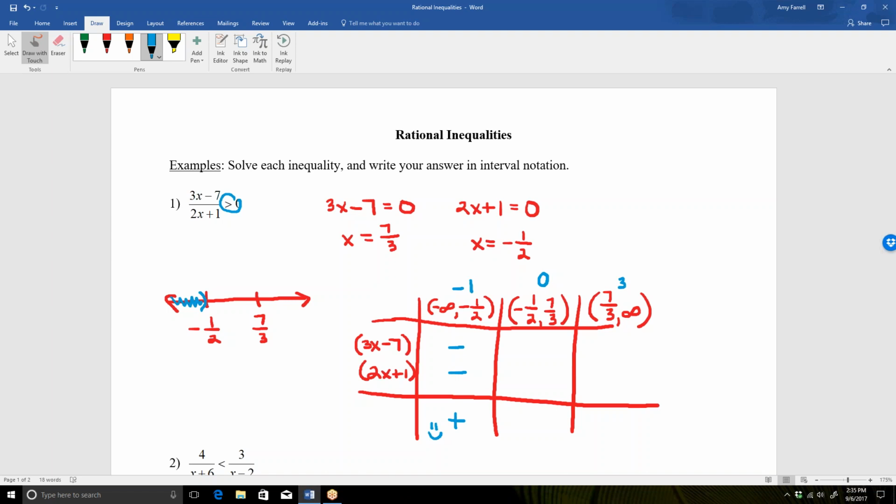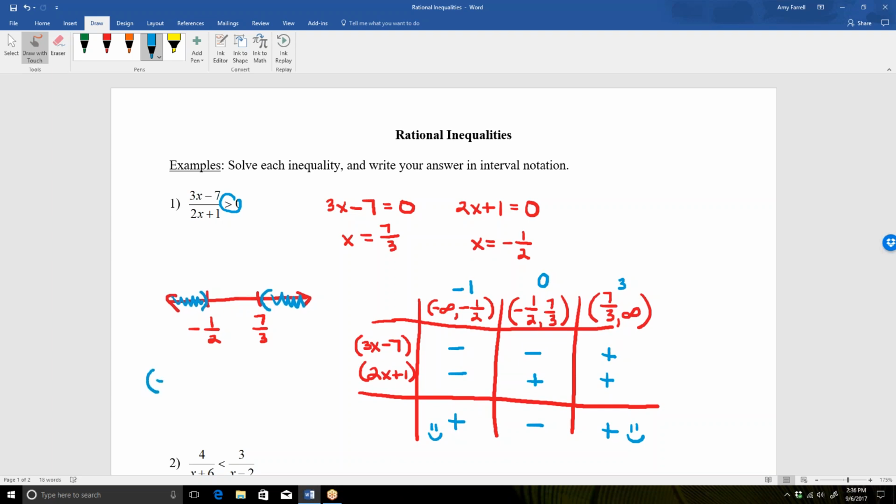We'd get a negative, and a negative divided by a negative is a positive. Now I'm going to plug in 0. When I plug 0 into this first binomial, I get a negative result. When I plug 0 into the bottom one, I get a positive result. And a negative divided by a positive is a negative. So this interval is not part of our solution set. And then finally, when I plug in a 3, I get a positive result in both factors. A positive divided by a positive is positive. And so this interval is also part of our solution set.